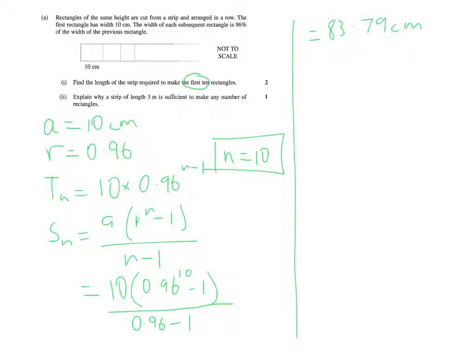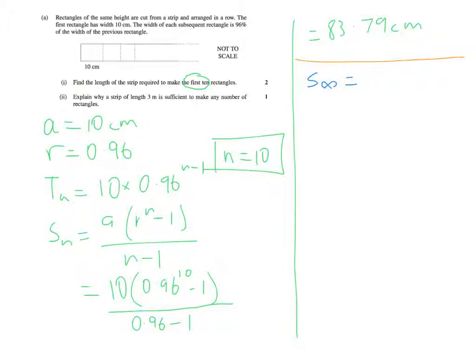The second one here: explain why a strip of length 3 metres is sufficient to make any number of rectangles. Okay, this one you've got to stop and think for a second and ask, what's going to happen as the rectangles keep getting smaller? We're going to keep cutting away from this 3 metre strip, but ultimately the rectangles are going to become so short as n progresses. So as we cut the 100th rectangle, the 200th rectangle, they end up being very, very narrow, and what we end up with is a limiting sum here. So we end up with a sum as n approaches infinity.